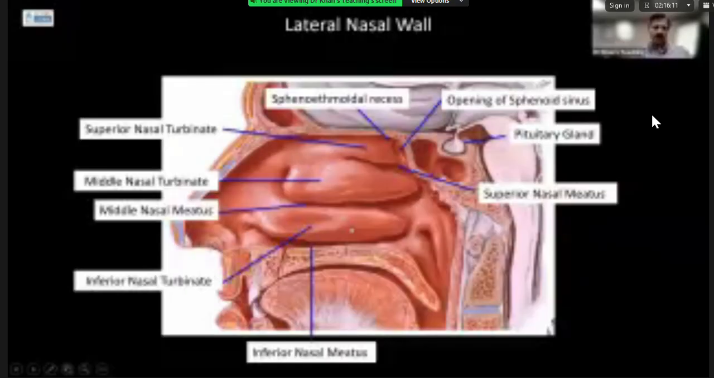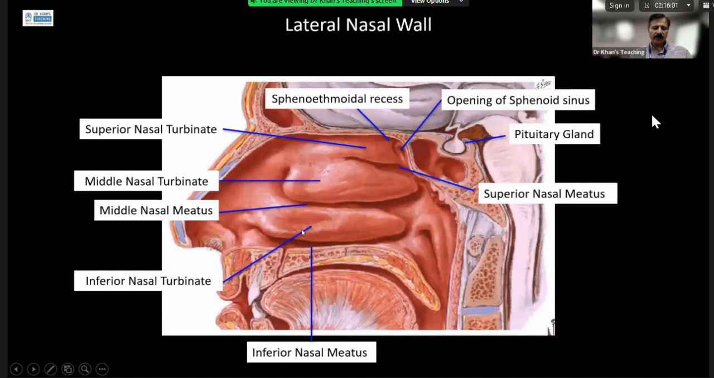Now, the key thing is the lateral wall of the nasal cavity. So right now, we just learned the nasal septum. Now we are looking at the lateral wall. When we look at the lateral wall, the turbinates hide everything. So this is the superior turbinate, which is part of the ethmoid bone. This is the middle turbinate, which is part of the ethmoid bone. This is the inferior turbinate, which is a separate bone anatomically speaking.